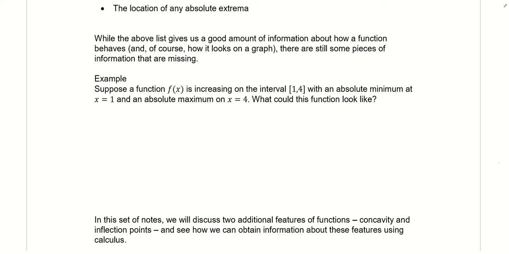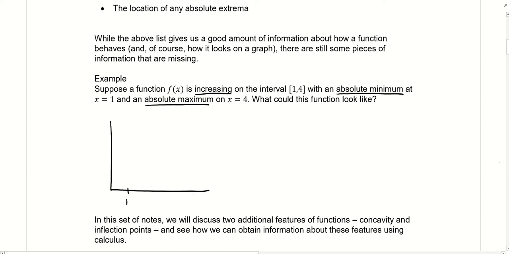So let's say we have a function that's increasing on the interval from 1 to 4 with an absolute minimum at x equals 1 and an absolute maximum at x equals 4. And we want to figure out what this function looks like. These are all terms and features that we're familiar with, right? We know what it looks like for a function to be increasing, we know what an absolute minimum represents, and we know what an absolute maximum represents. So how could we draw this function?